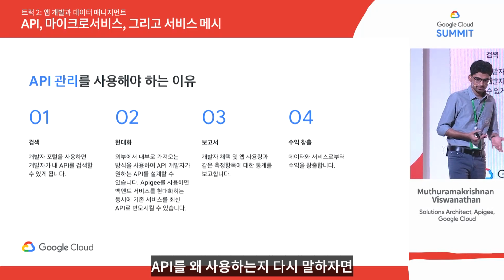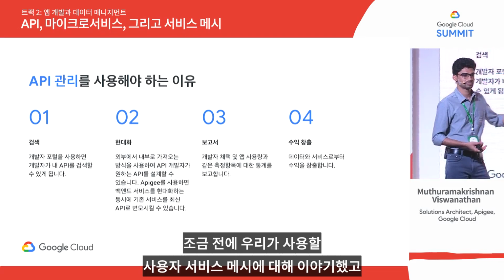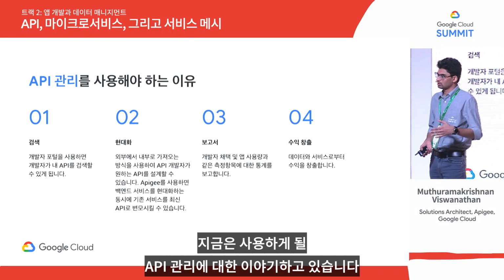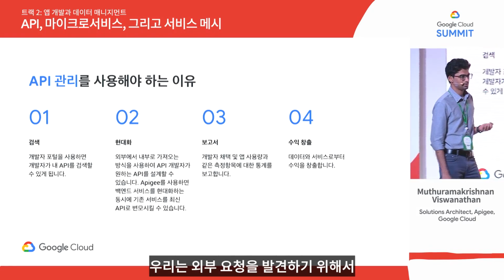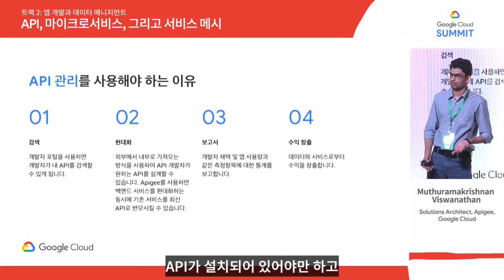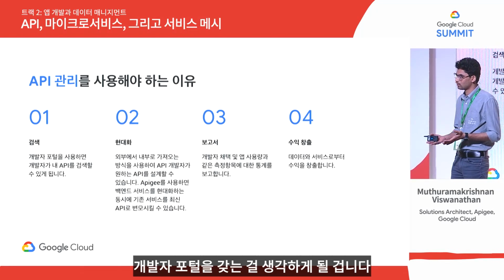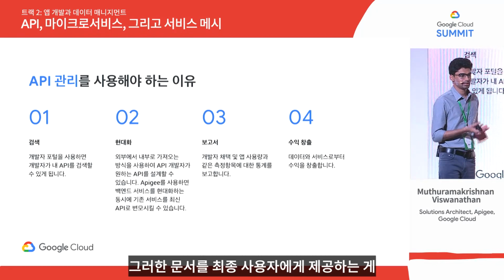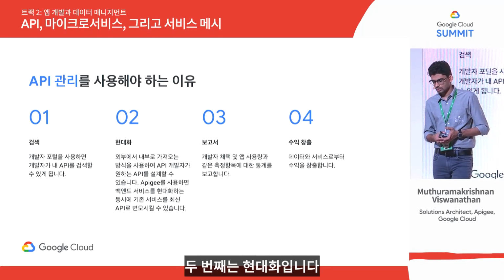So again, why use API management? We spoke about service mesh, the use of service mesh, where we will use it. And now we are talking about API management, where we'll use it, right? So first one, the discover part. We need to make sure these APIs that we build for external purposes are discoverable. So that's where you will think about having a developer portal that serves your end consumers this documentation that has been automatically generated.